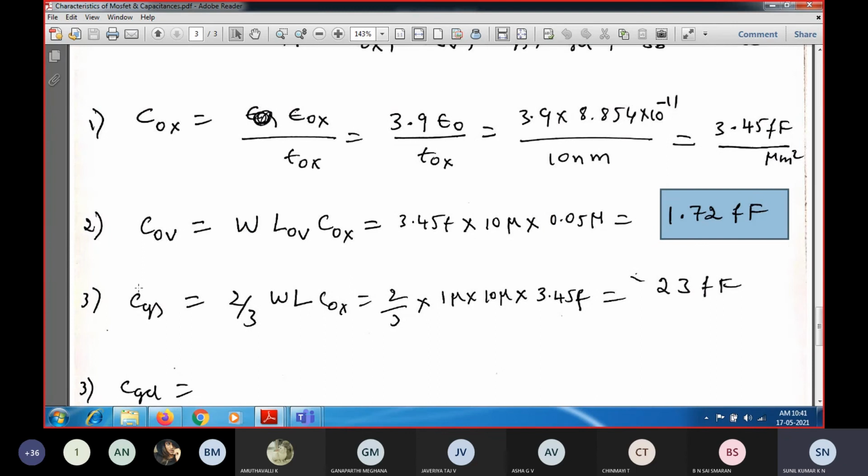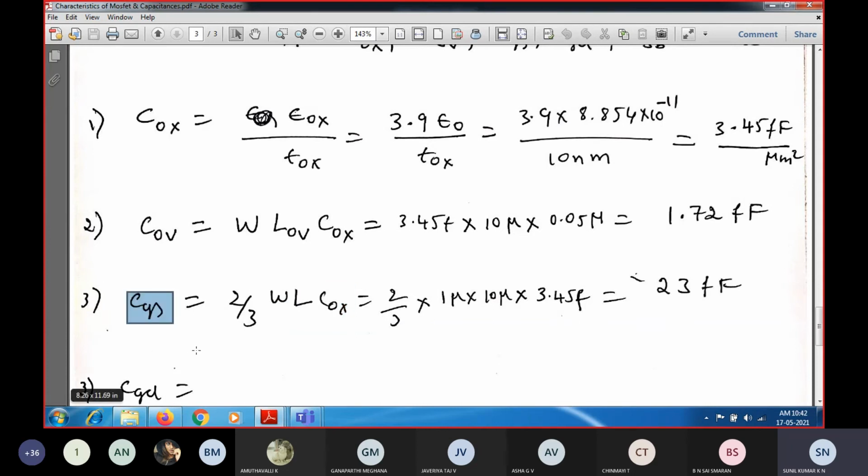And CGS. When the device is operating in saturation, you have to recall that figure. Two-third of W into L into COX. W is 10 micro, length is 1 micro, COX is 3.45. So you will be getting 23 femtofarad. This is the value of the gate capacitance.